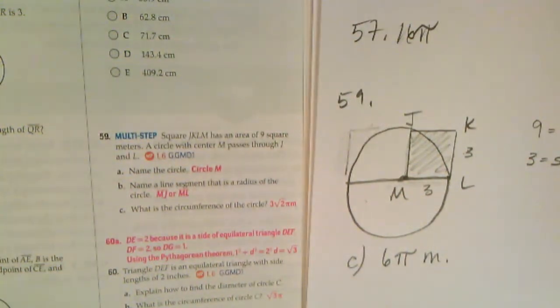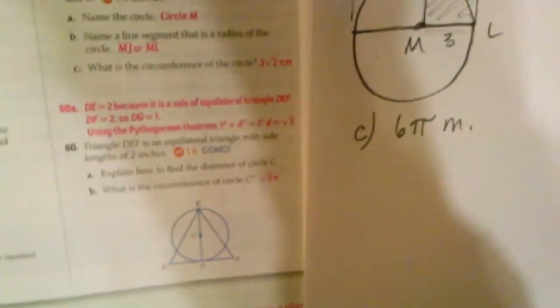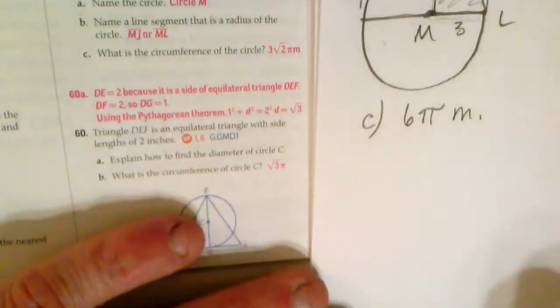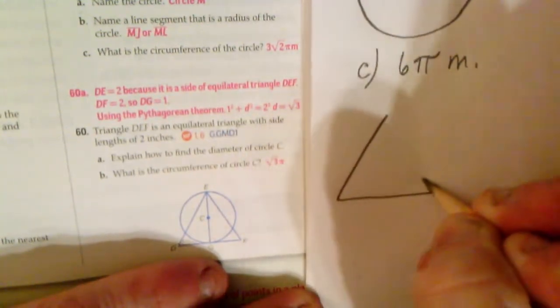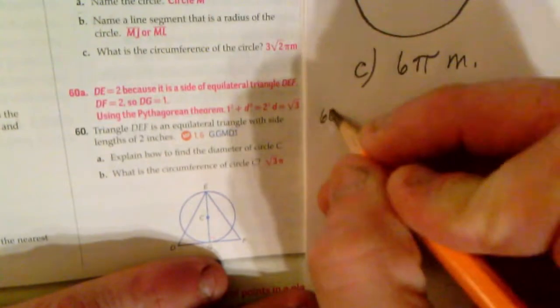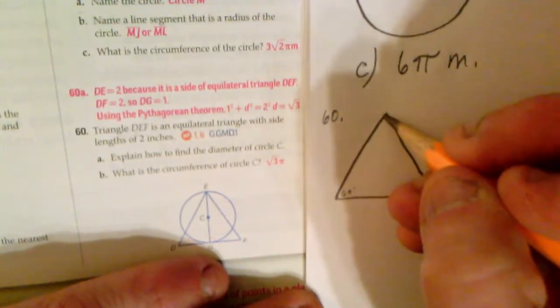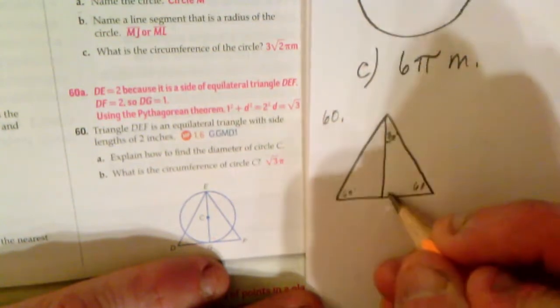So for number 60, as we look at number 60 here, it says triangle DEF is an equilateral triangle with side lengths of 2 inches. Explain how to find the diameter of circle C. Okay, so here's what I'm thinking. If we know the triangle is an equilateral triangle, what we know right now is that each of these angles is 60 degrees, okay? Now this line right here makes this a 30-degree angle, okay?